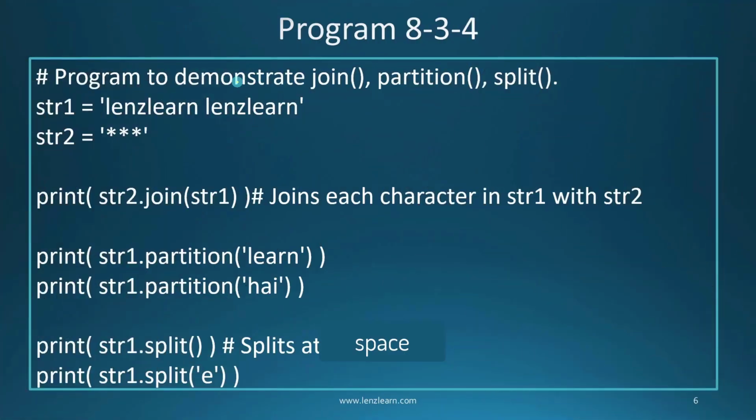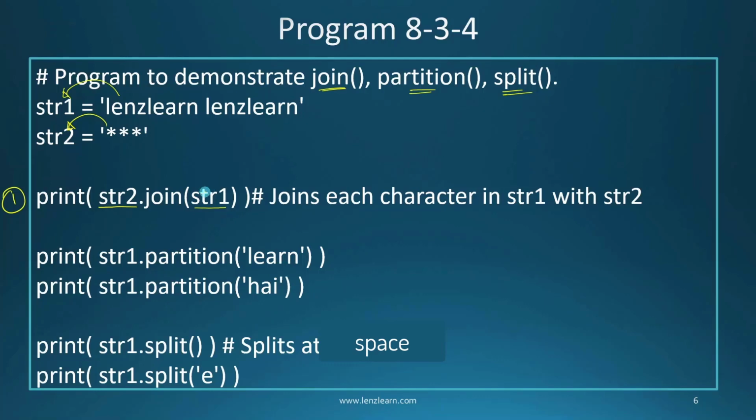In this program we are going to continue with the built-in functions for string. We are going to see join, partition and split. Here we have str1, which is storing "lens learn" twice, and we have str2, which is storing 3 star signs. In the first print statement, please be very careful here. I am calling this built-in function with the variable str2.join, and the parameter is given as str1.